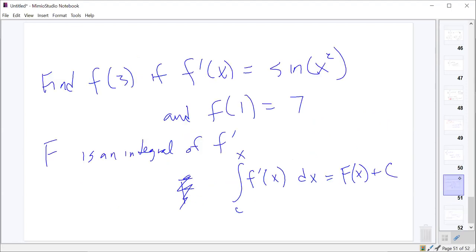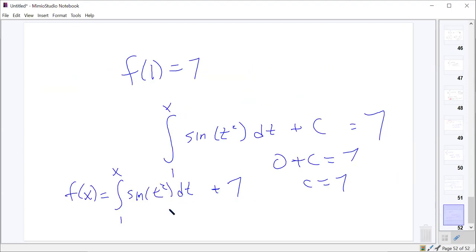And it asked us to find f of 3. So f of 3, using your calculator, would be the integral from 1 to 3 of sine of t squared dt plus 7. Does that make sense to everybody? Yeah, and so you'd use your calculator to evaluate that. So that's the other way that we'd use these initial value type fundamental theorem of calculus problems.